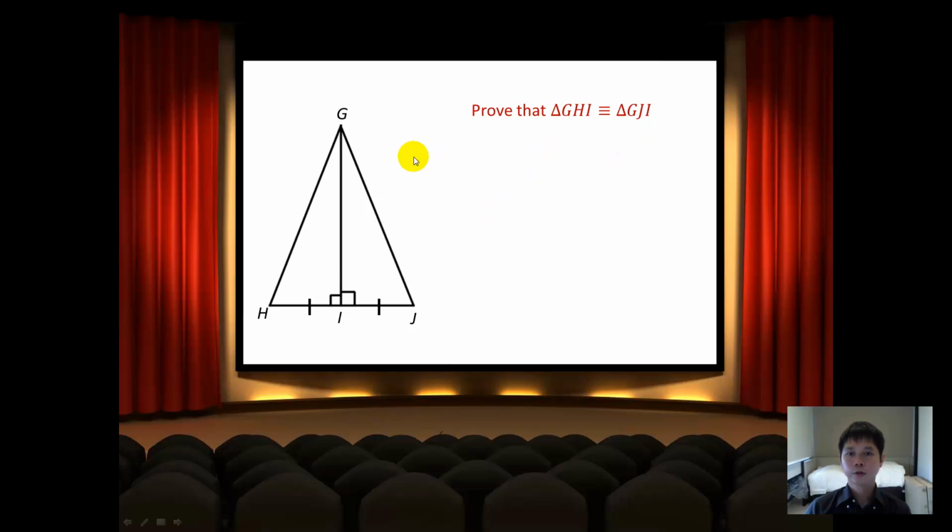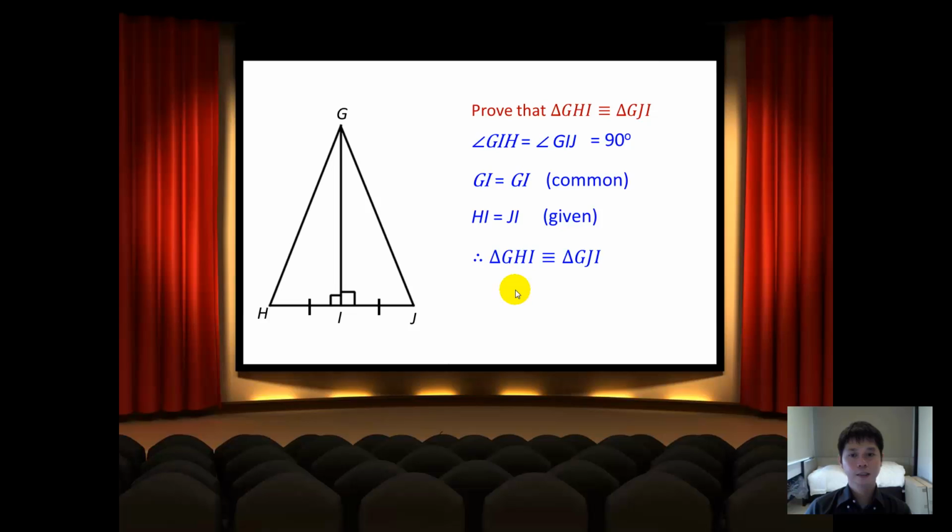Now, first let us find 3 pairs of measurements that are the same. We have these 2 angles are equal because they are equal to 90 degrees. And these 2 lengths are equal because they are common. And finally, these 2 lengths are given. So, which congruency test is this? Yes, it is SAS. And hence, not all triangles with right angles can be proved using RHS because the lengths of these 2 hypotenuses here are not given.